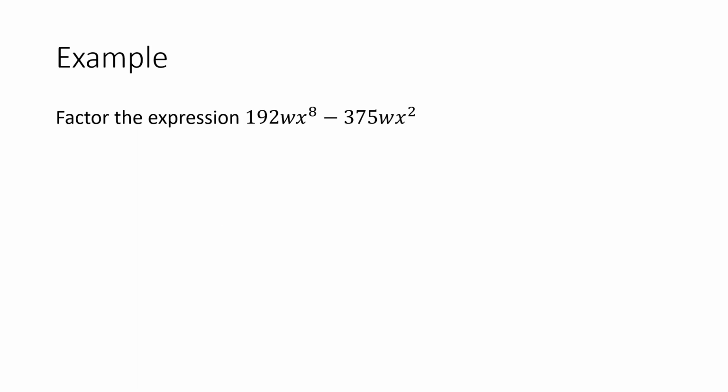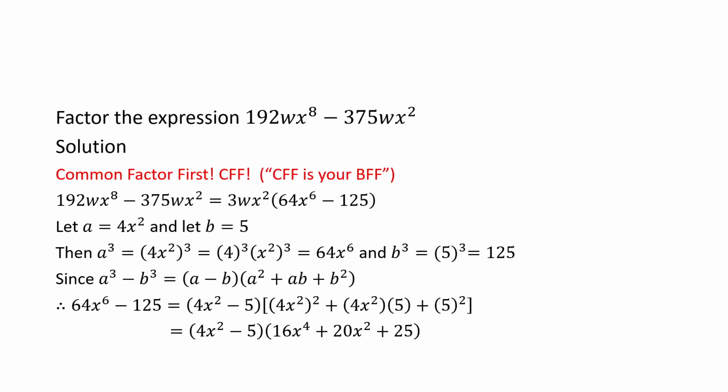Now we have another opportunity here. We can factor this expression by first recognizing that we should common factor. Always common factor first, CFF. CFF is your BFF. When we factor out 3wx squared, we end up with 64x to the 6 minus 125.